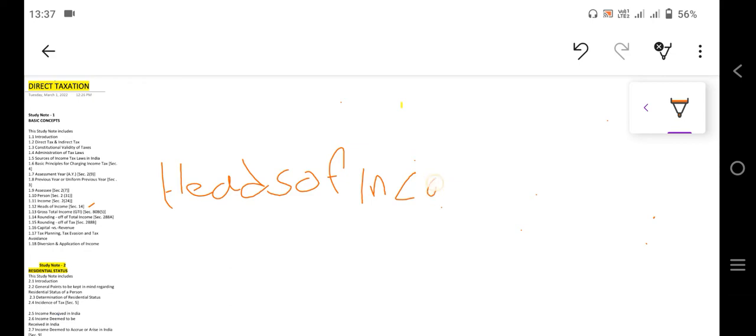Heads of income. This is section 14 given by the Income Tax Act 1961. So heads of income, section 14. Keep remembering this: heads of income, section 14, clear.